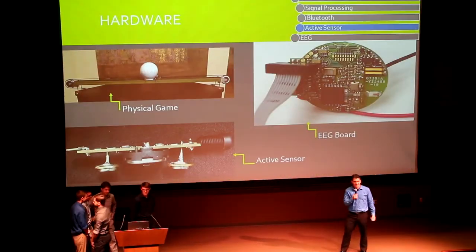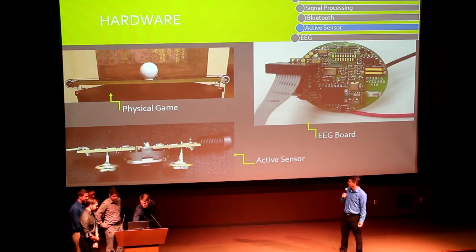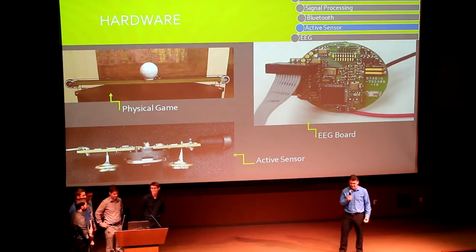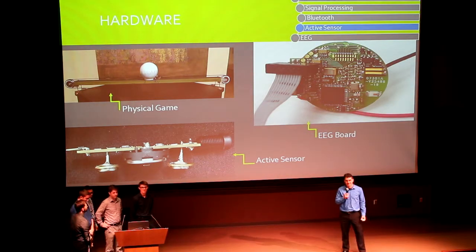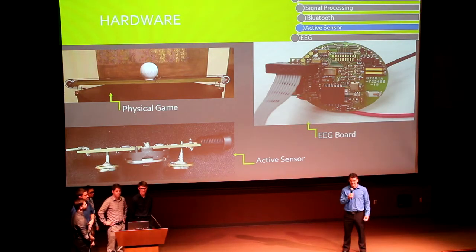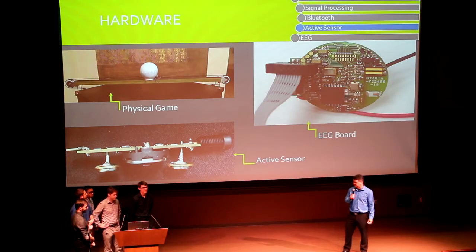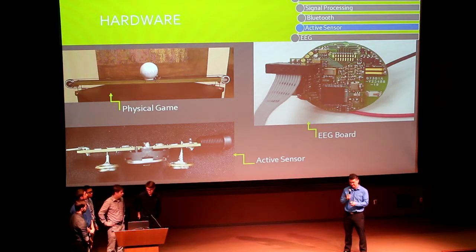So there are 3 main hardware components to our project. There's the active sensor for collecting brainwaves from the front of the head, and there's the EEG board for digitizing those analog signals and sending them out through Bluetooth, and there's also a physical game for demonstration.